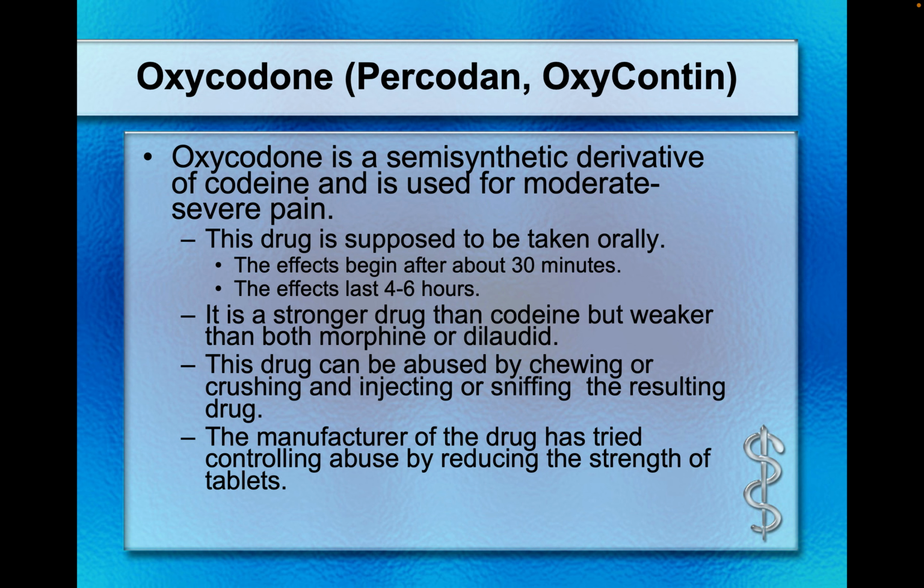Oxycodone is a semi-synthetic derivative of codeine and is used to moderate severe pain. This drug is supposed to be taken orally. The effects begin after about 30 minutes. The effects last for 4 to 6 hours. It is a stronger drug than codeine, but weaker than both morphine or Dilaudid. This drug can be abused by chewing or crushing and injecting or sniffing the resulting drug. The manufacturer of the drug has tried controlling abuse by reducing the strength of tablets. And of course, other names for oxycodone are Percodan and OxyContin.